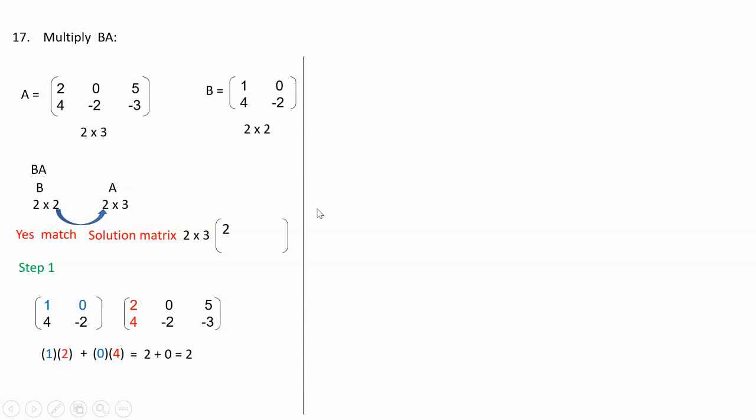Now step 2, I'm going to multiply again the same row, which is 1, 0, but now times the second column, which is in red, the 0, negative 2. We're going to have 1 times 0, then add it to 0 times negative 2. It's going to give us 0 plus 0. The answer will be 0. So the 0 goes on the first row, second column.